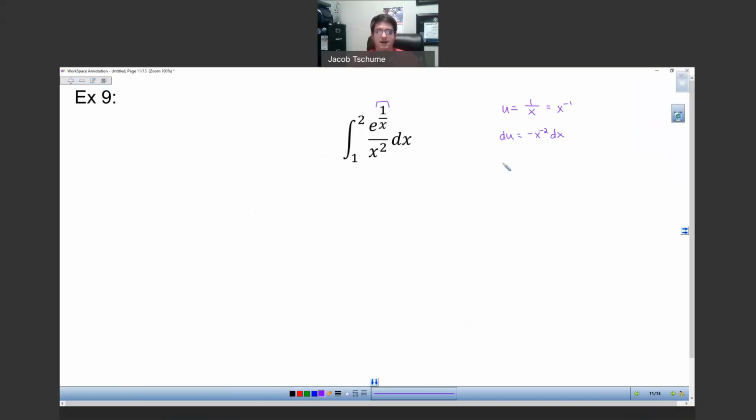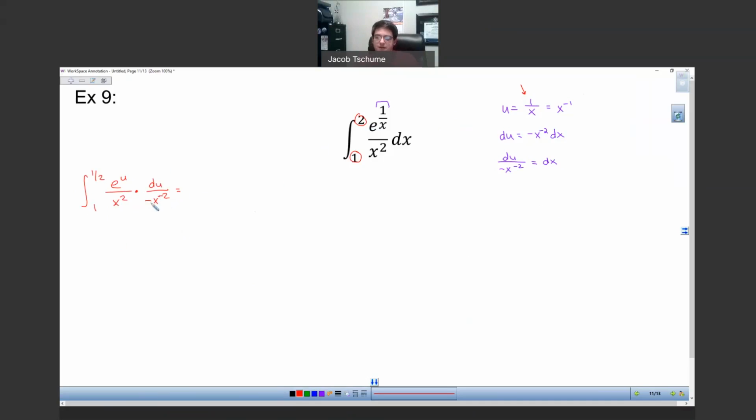And then if you get your dx by itself, this would be du over negative x to the negative 2 is dx. Now, when I come over here to rewrite my integral, you need to take your original parameters and plug them into your function of u to get your new parameters. So if you plug 1 in, 1 divided by 1 is 1. Plugging in 2, 1 divided by 2 is a half. This will become e to the u over x squared times my dx term, which is du over a negative x to the negative 2.